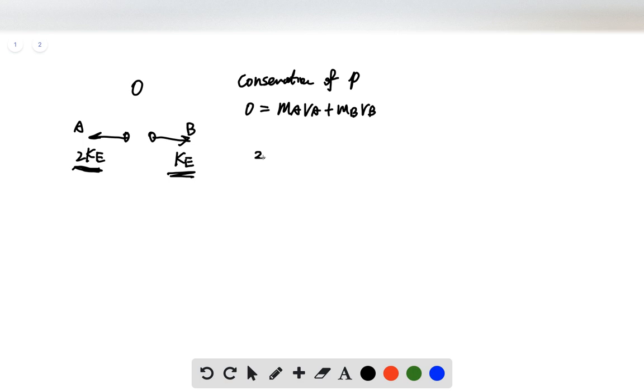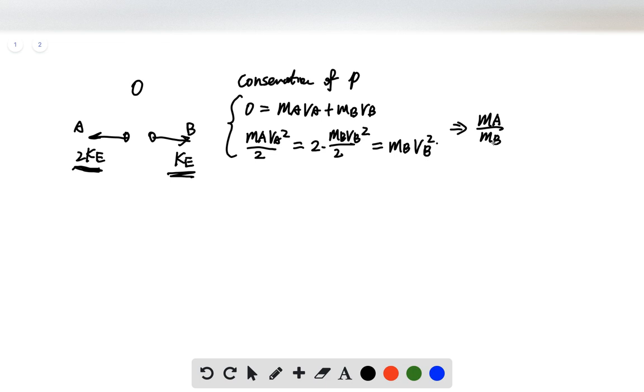So that means the kinetic energy of A is twice the kinetic energy of B. Great, those are the two equations we have, and from these two equations, we are trying to find the ratio of the two masses.